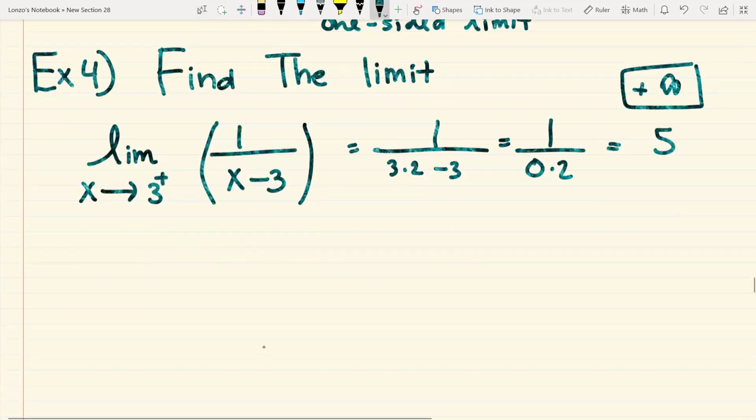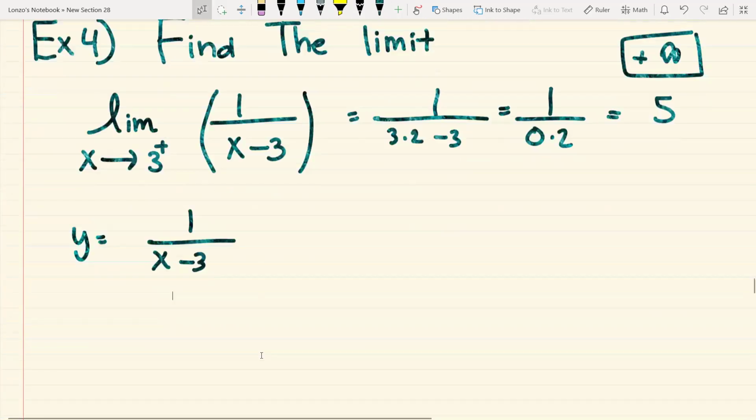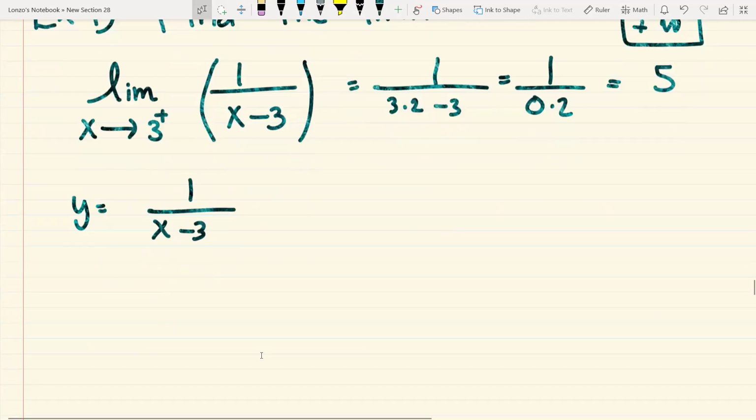So let's graph it. Let's graph this function. y equals 1 over x minus 3, right? What kind of graph is this? This is a rational function, right? And how do we graph a rational function? We need a few things. We need the vertical asymptote and the horizontal. Okay, so let's find the vertical. So to find the vertical, you simply set the denominator to 0 and solve for x. So we're going to add 3 and get x equals 3.